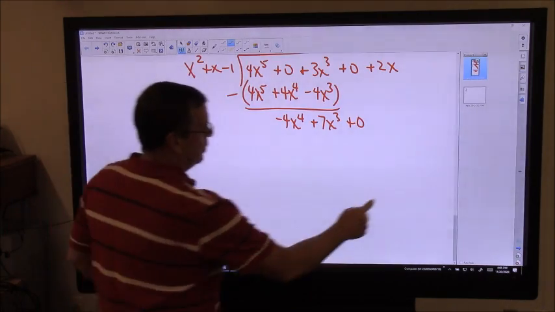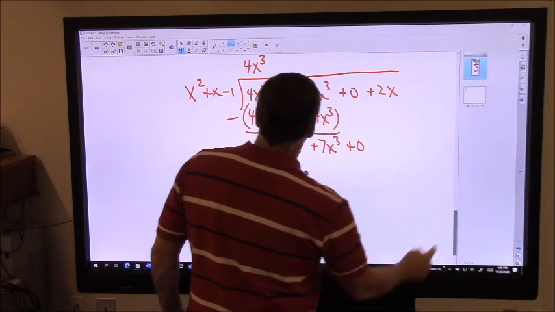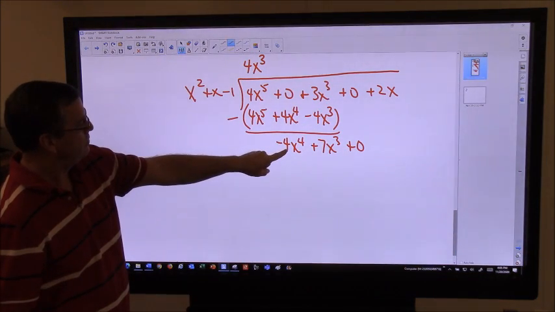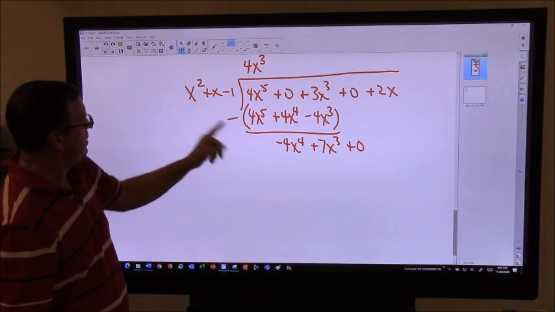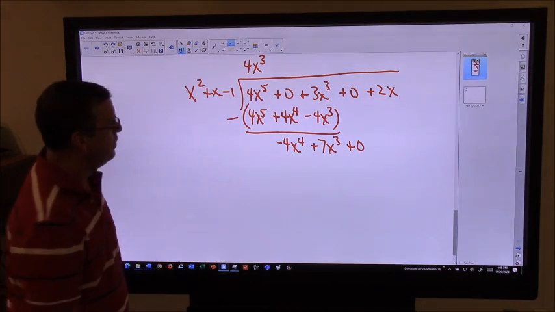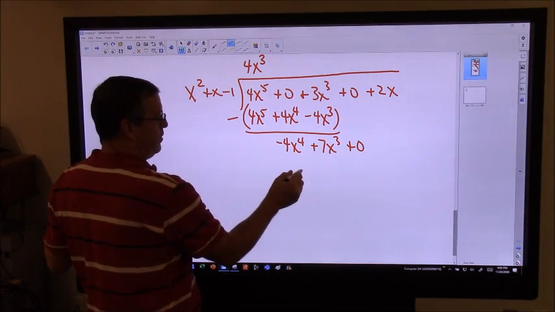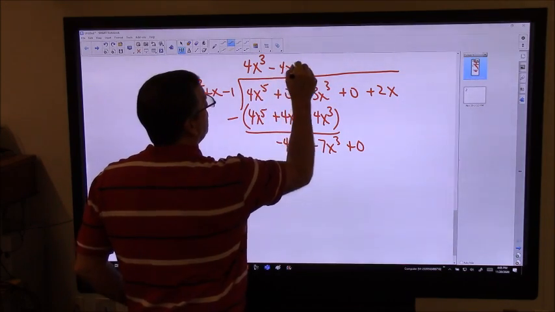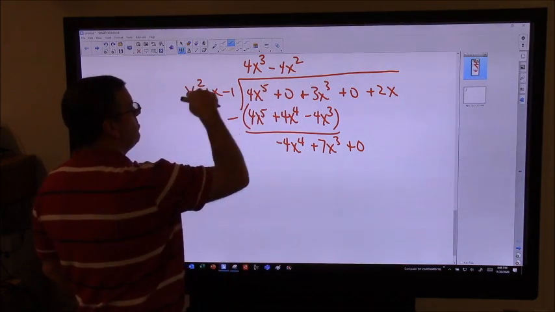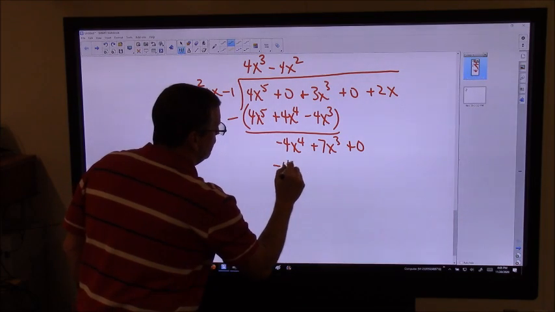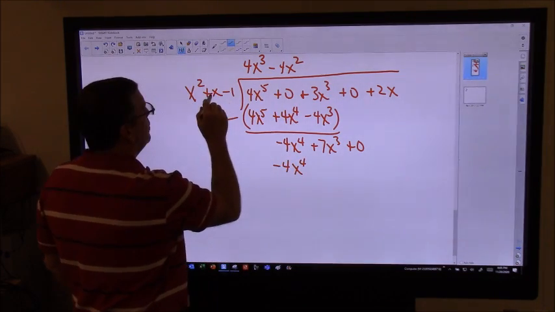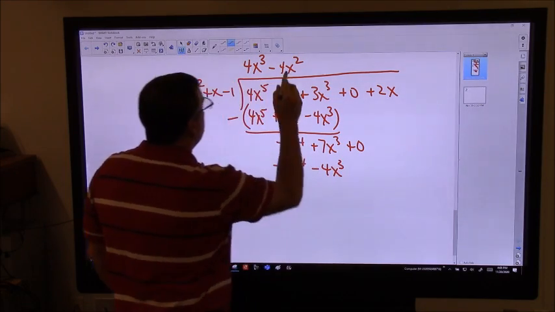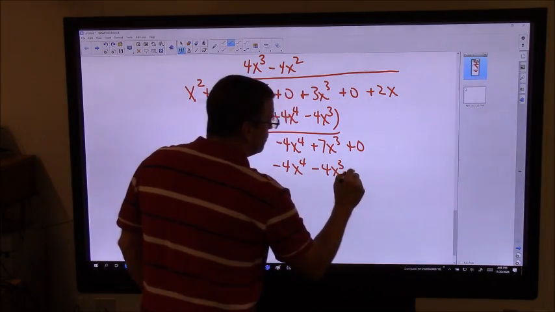All right, so now I want to say that x squared goes into here how many times? Well, if I divide by x squared, just kind of picture it written there, I'll still have negative 4, but 2x's here will cancel with these two, so I get a negative 4x squared. Now we multiply back. Negative 4x to the 4th, minus 4x cubed, and plus 4x.